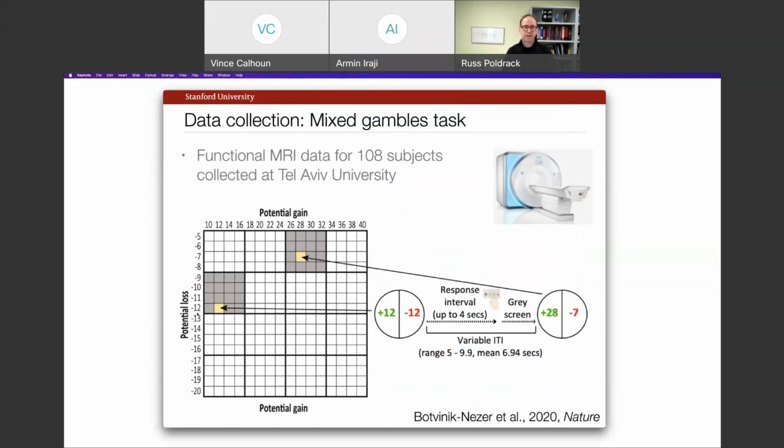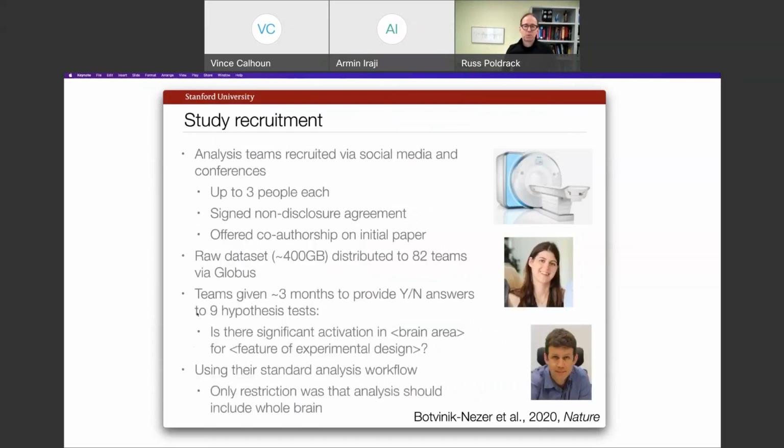So we collected fMRI data in Tel Aviv using a task that we've used before, designed to ask some particular questions about how people make decisions under risk. I'm not going to go into details of the task. We then recruited people to analyze the data via social media and conferences. Each team could have up to 3 people. They had to sign a non-disclosure agreement saying they wouldn't say what their results were until we gave them the okay. And everybody was offered co-authorship. That's why we have so many authors on the paper.